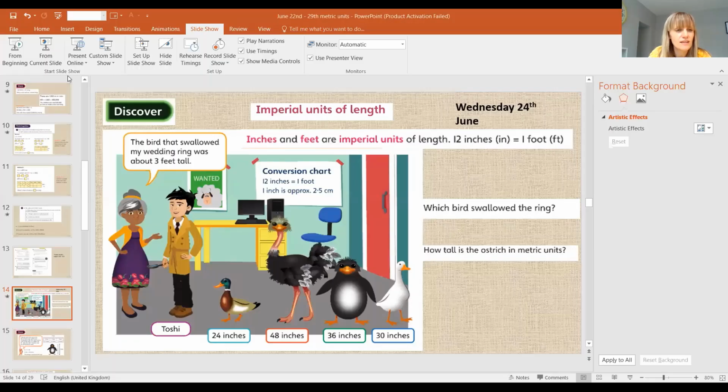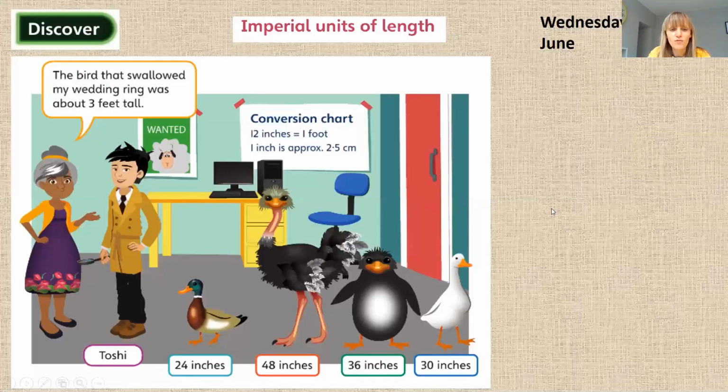Hope you're okay. We're moving on today from metric units to look at something called imperial units, which are measurements that sometimes still get used today, but actually were used a lot more years ago. So let's get going and share this screen. So here we are. Let me get my slideshow going. Here we are. Right, we're having a look today.